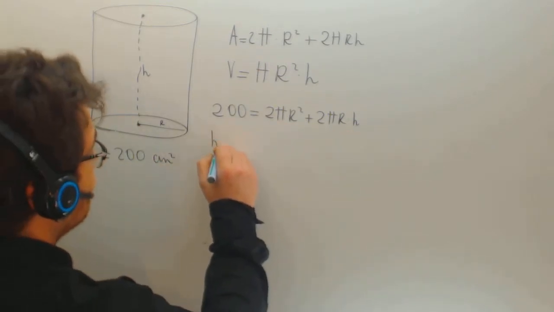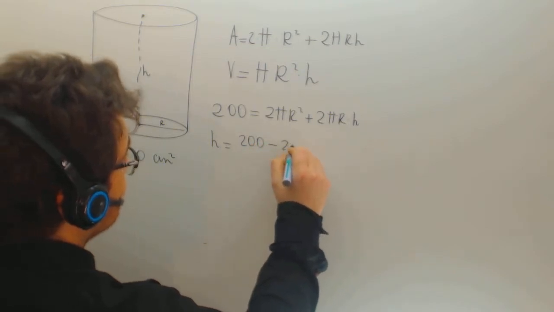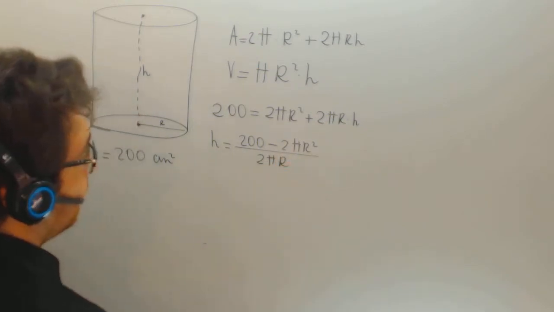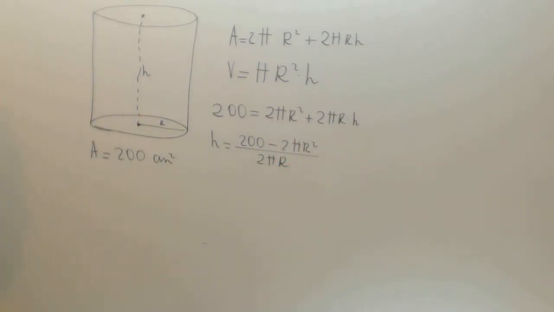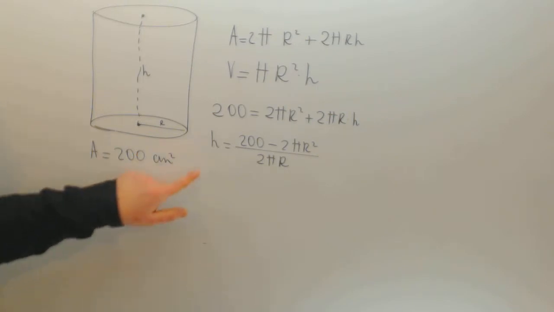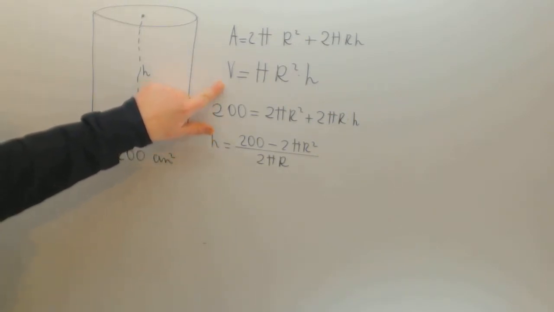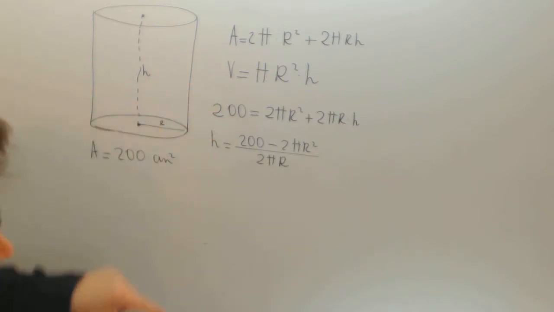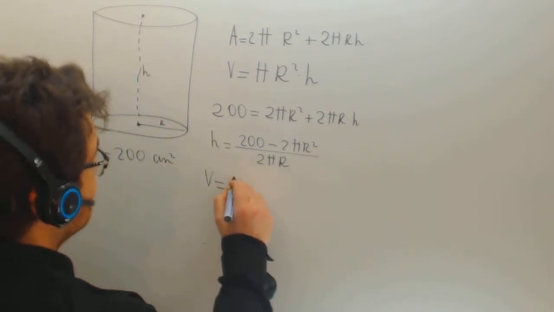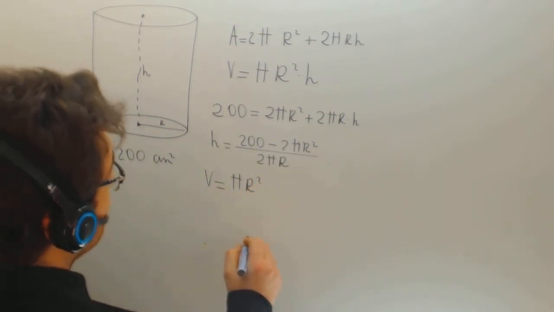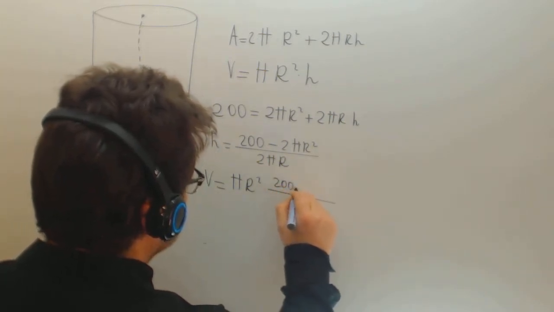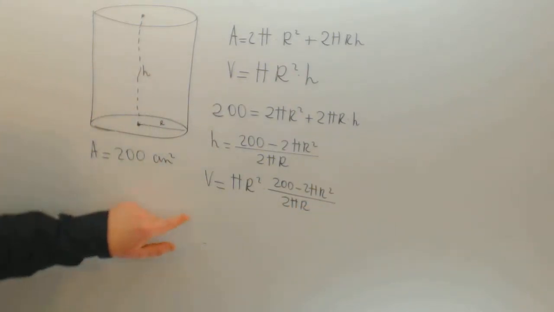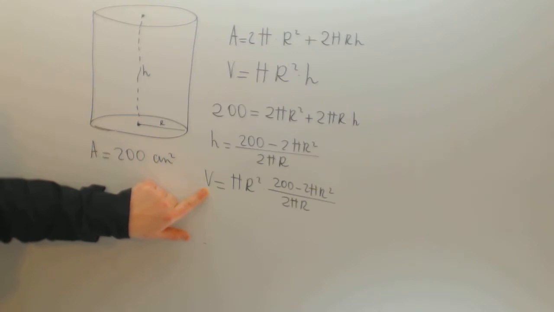So the area is 200. So you got the h here, and you have to put it in this formula, that is the one you have to maximize, the other one. So this would be h. And you have to maximize the value. So this is the formula you have to derive.